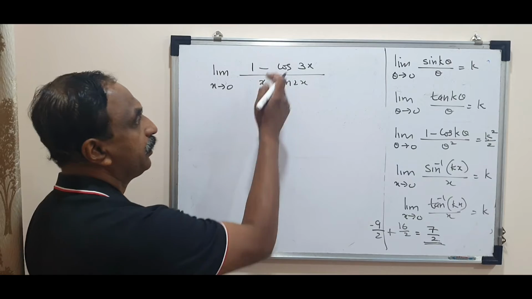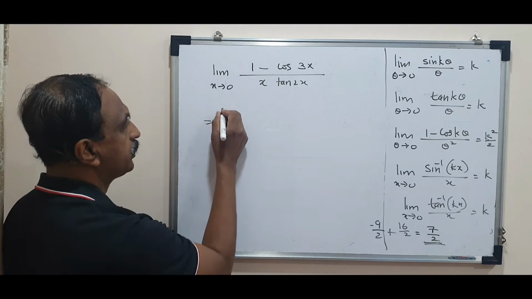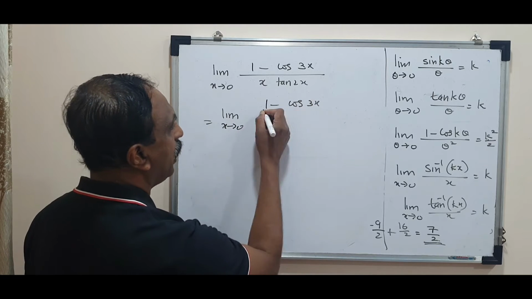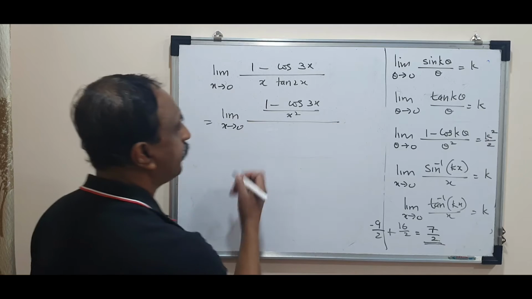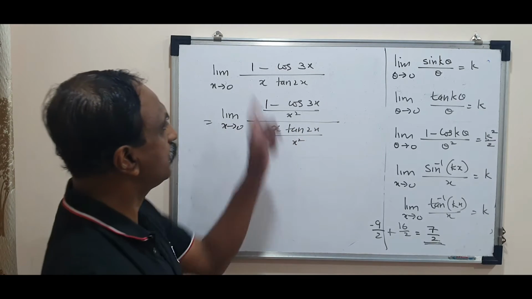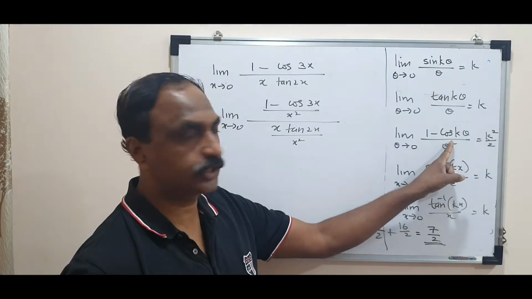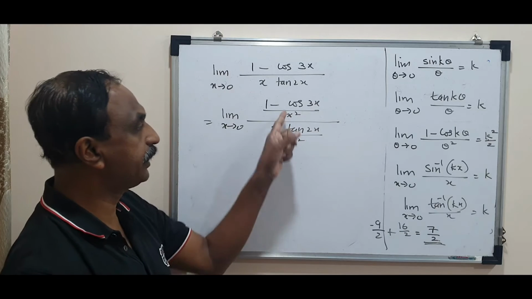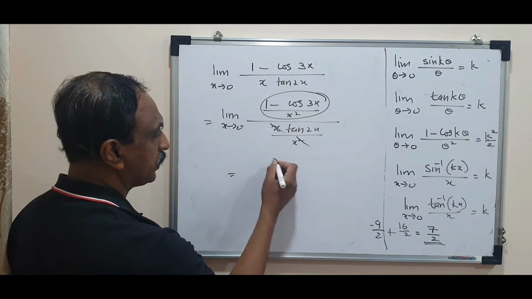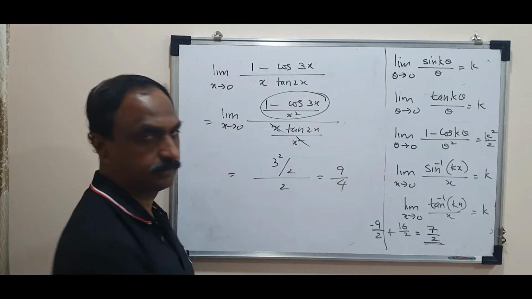In this problem, 1 minus cos we have seen. 1 minus cos requires theta square. So I will write this way, limit x tending to 0, 1 minus cos 3x upon x square divided by x tan 2x divided by x square. Because 1 minus cos, if I see any time, the denominator should be x square. So I divided numerator and denominator by x square. Now I can write my answer here. This answer is 3 square by 2 and this answer is 2. So 9 by 4 is your answer.